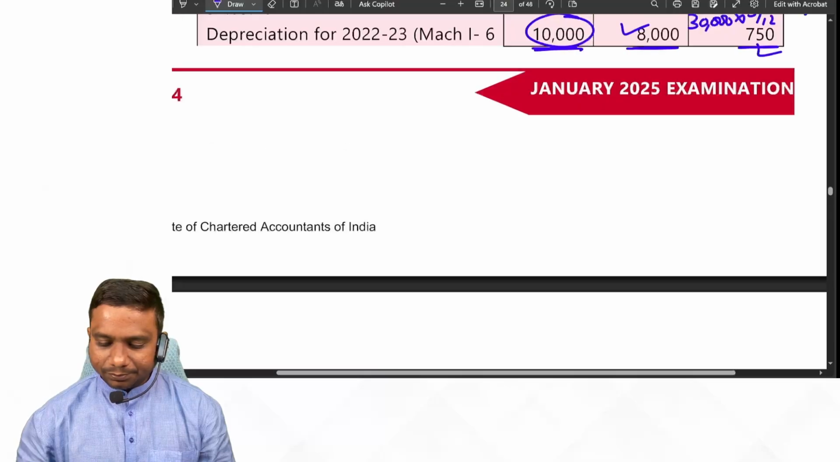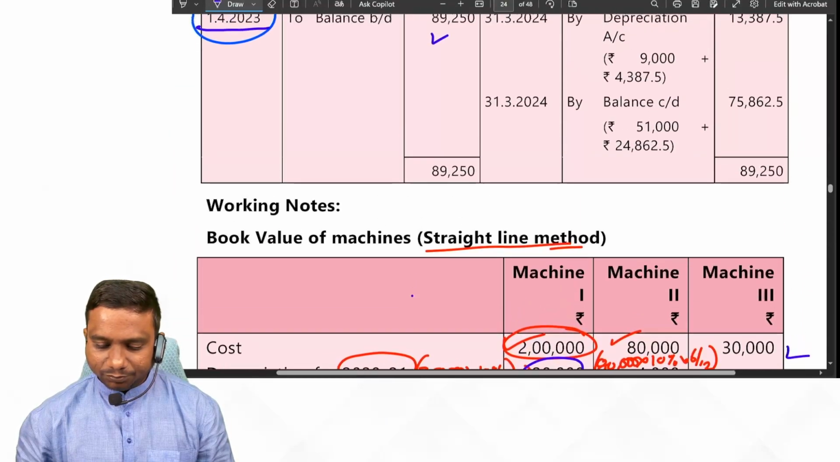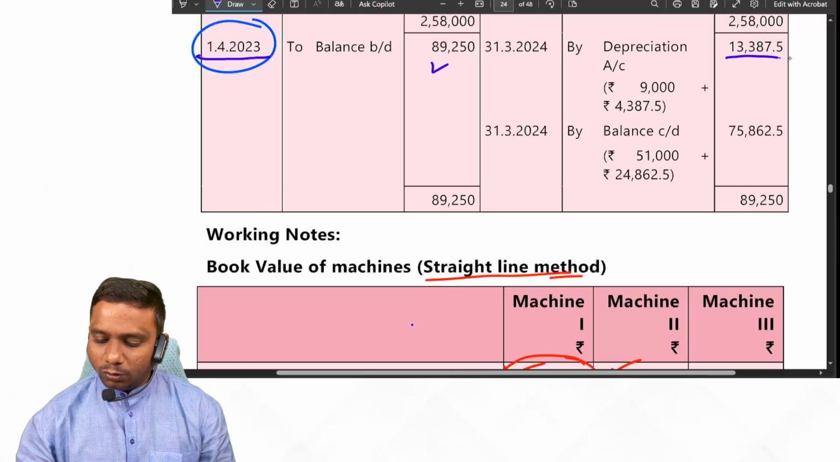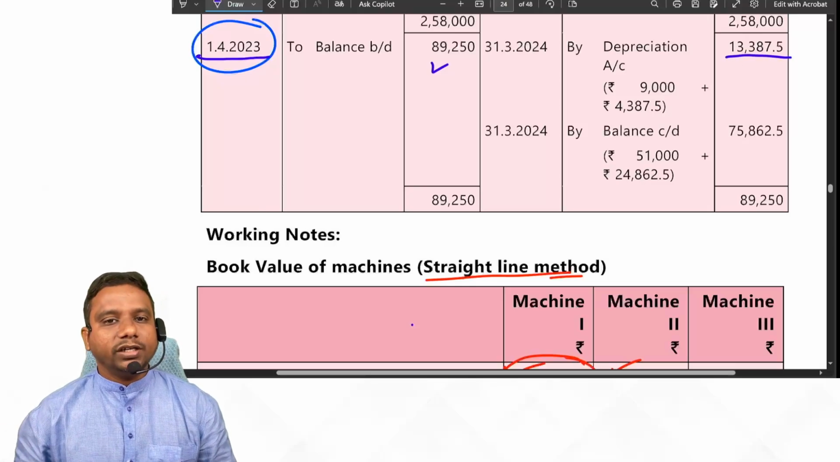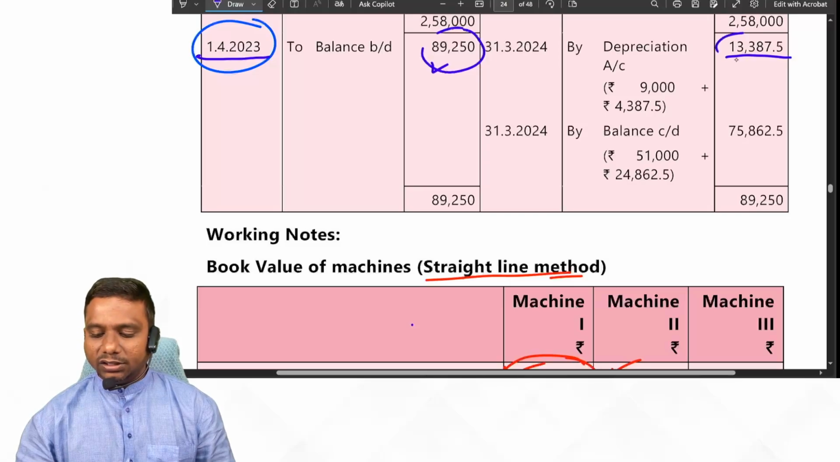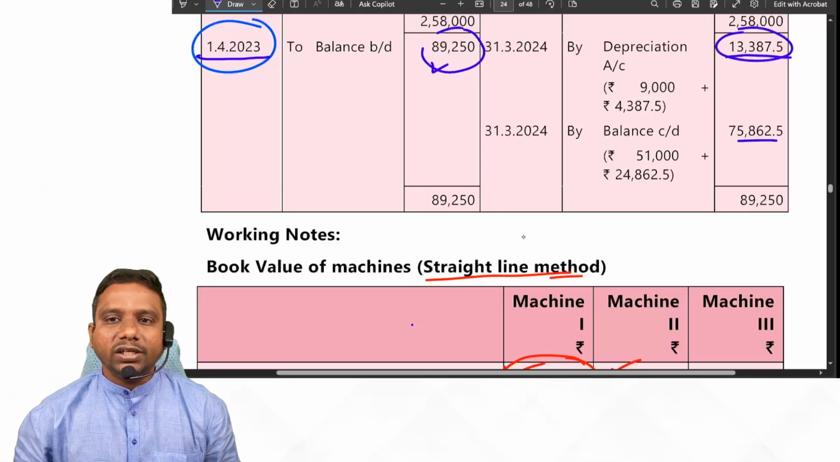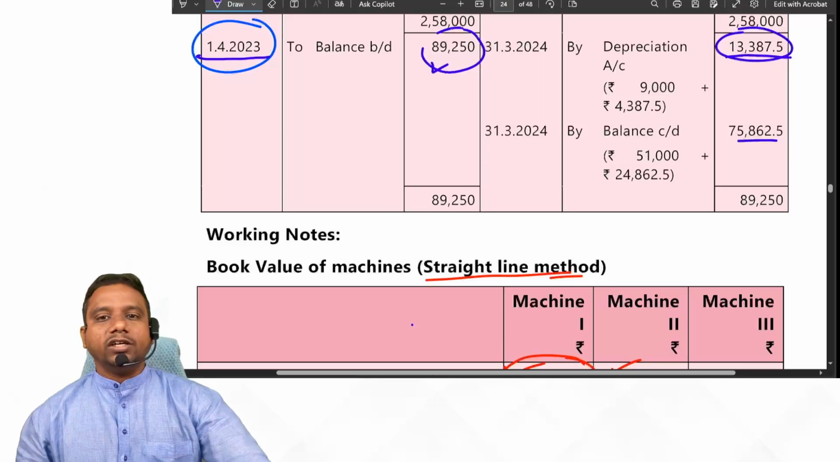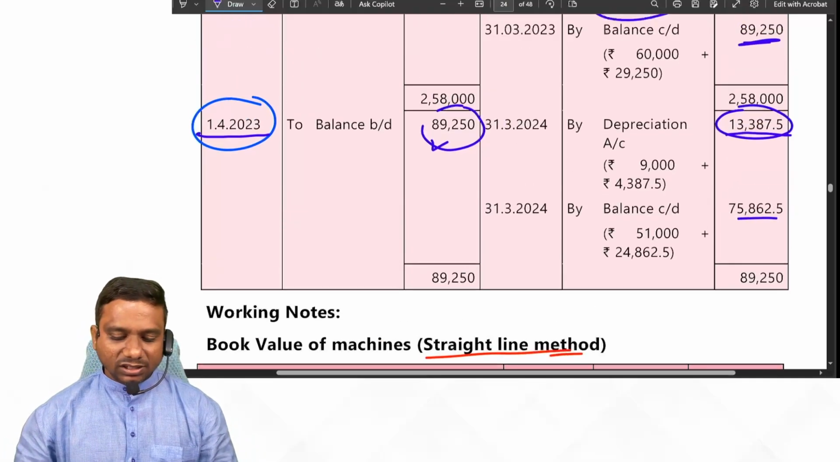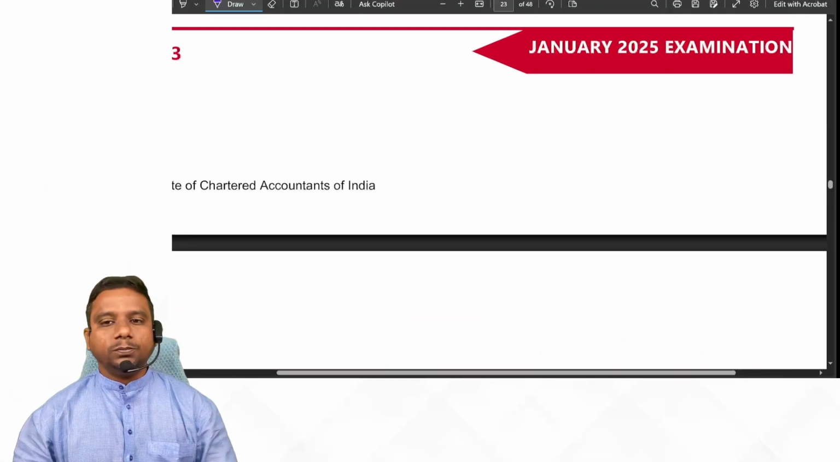Got it, students? Total depreciation for year 4, 13,387.5. Now balance this account: 89,250 minus 13,387.5, balance you get 75,862.5. This is our depreciation problem, students. This is our depreciation problem.